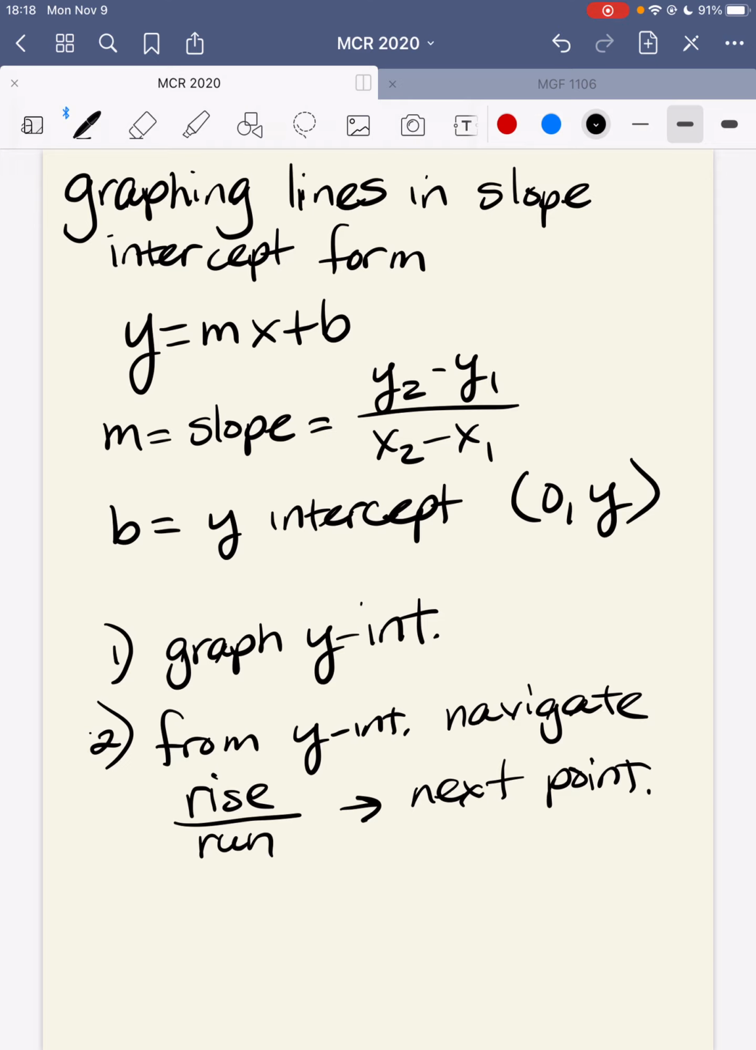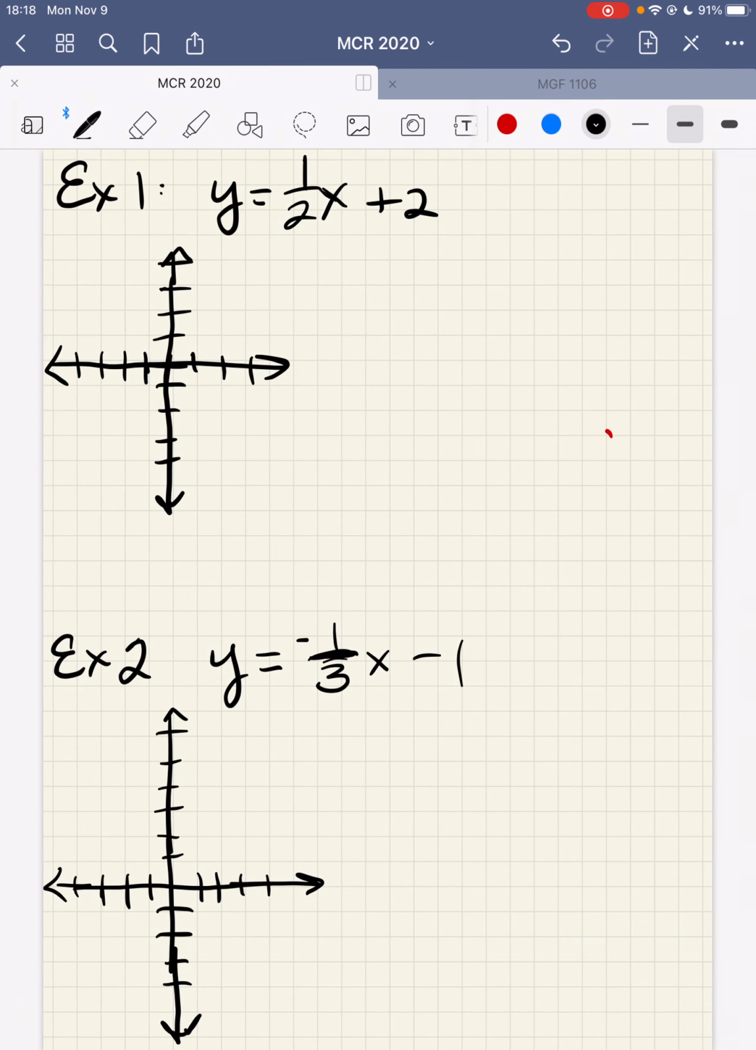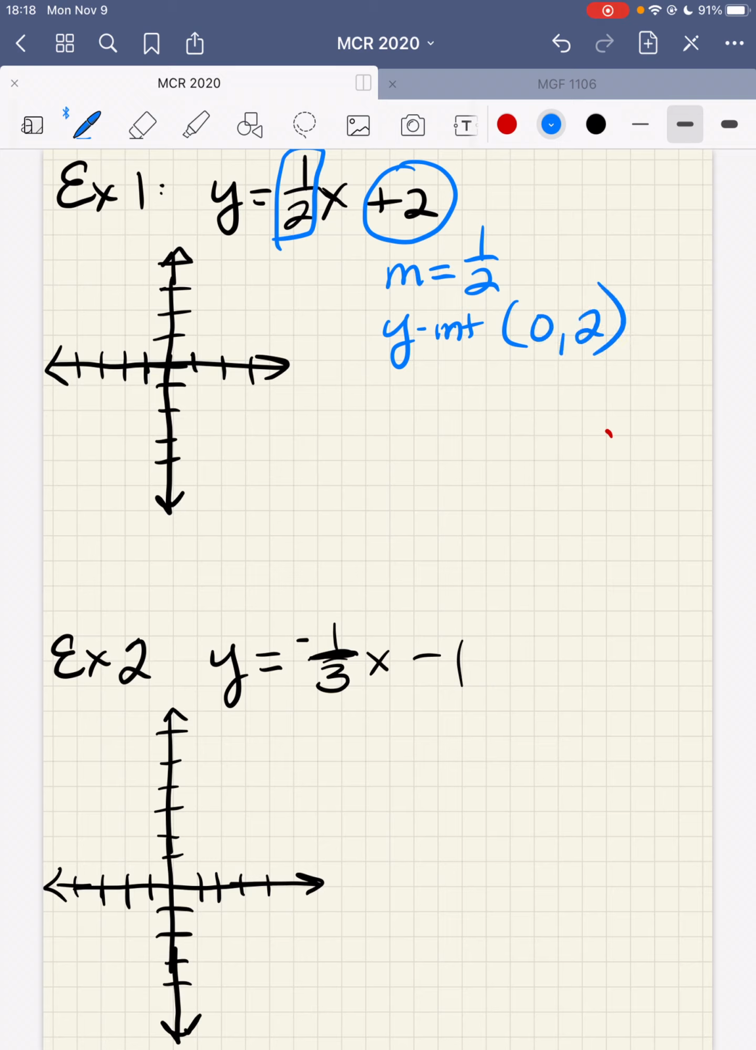So we're going to look at several examples. Let's look at the first one. So here we have y is equal to 1/2 x plus 2. So here I know my slope, my m, is the value in front of the x, which is 1/2. And my b is a plus 2 or positive 2, so my y-intercept is going to be the point 0, 2. So I want to start off at graphing my y-intercept, which is 0, 2.